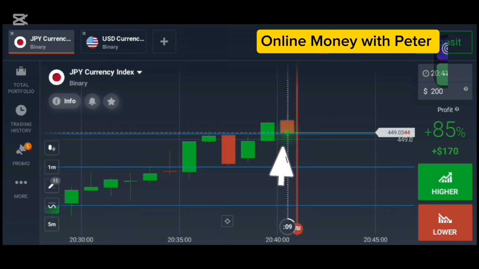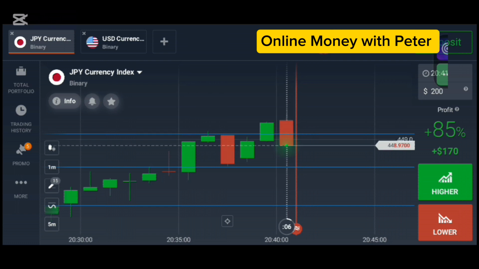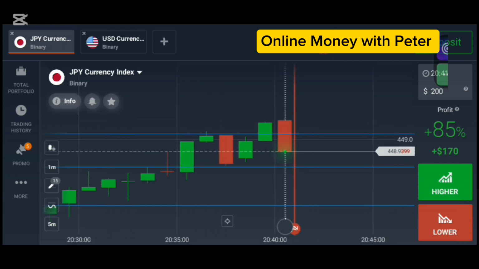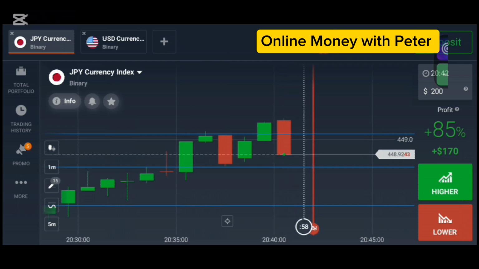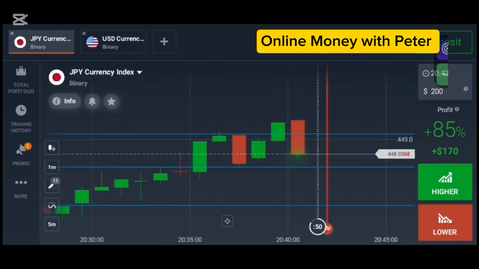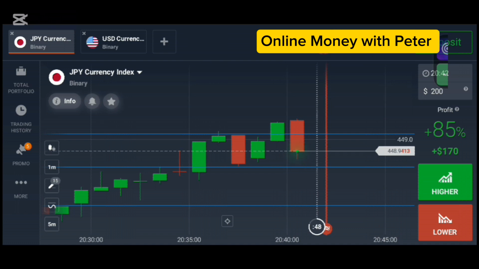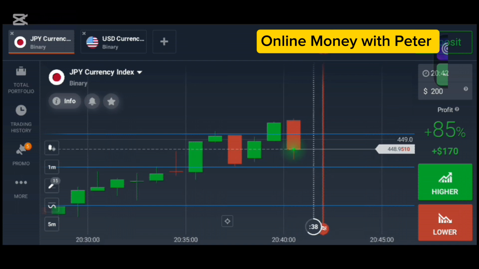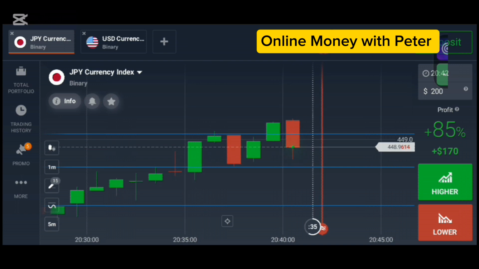But if it closes inside this ranging zone, probably it's a false breakout, and it might continue its ranging pattern. But let's see what happens here. It's like the buyers are getting involved here, getting a rejection from the buyers. Let's see if the sellers push it down to this support, then I will place a buy trade. But let's see how it's going to close. Okay, so it closed inside.